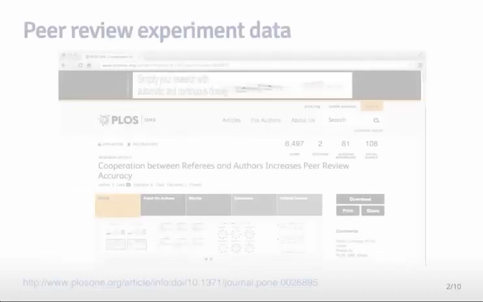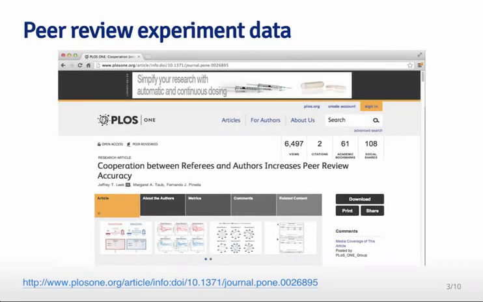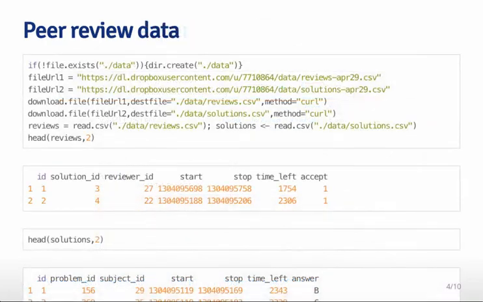So what we're going to be talking about here is data from this peer review experiment. This is an experiment that I was actually an author on. We collected data on people who submitted answers to questions like SAT questions, and then people who reviewed those answers and tried to decide whether they were right or not. And this was a model system for how the peer review system works in scientific studies.